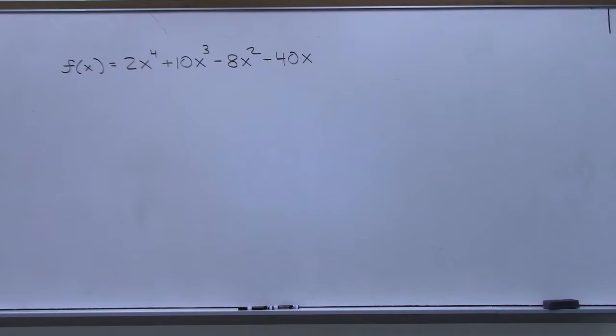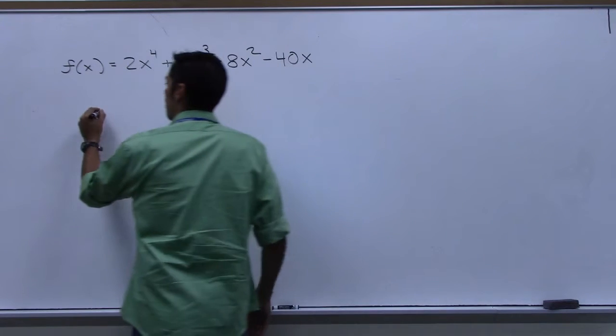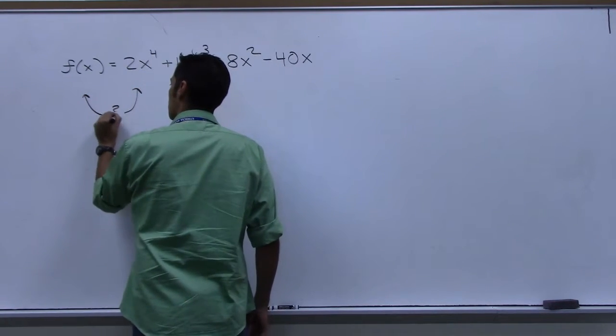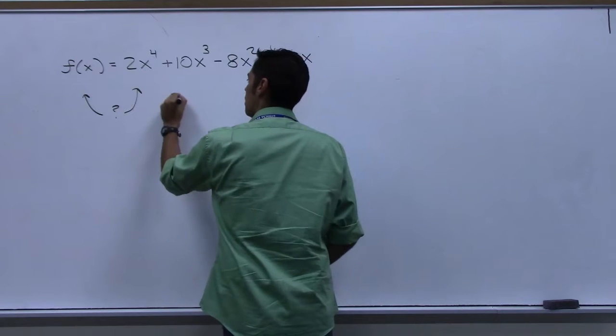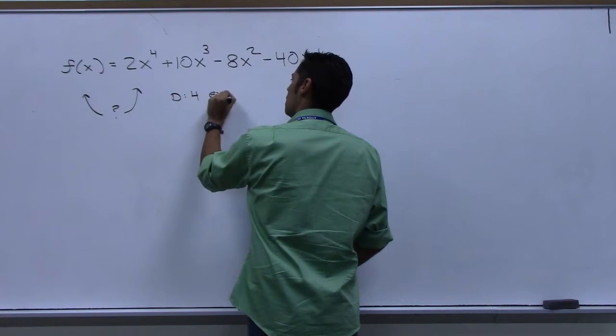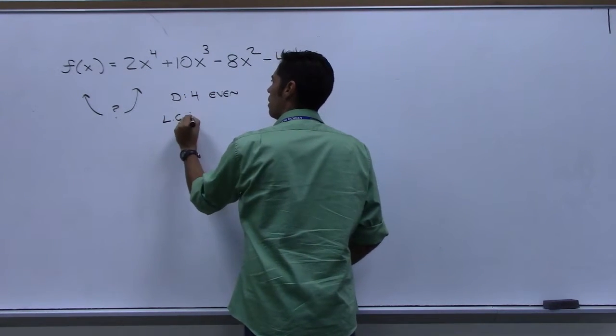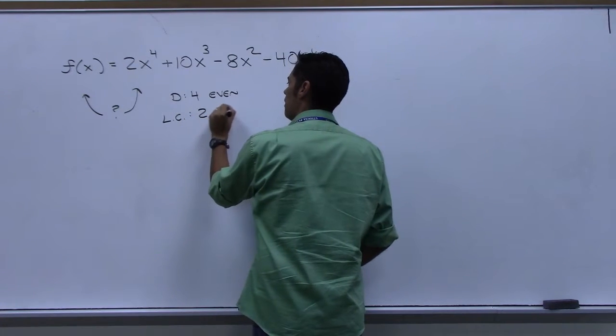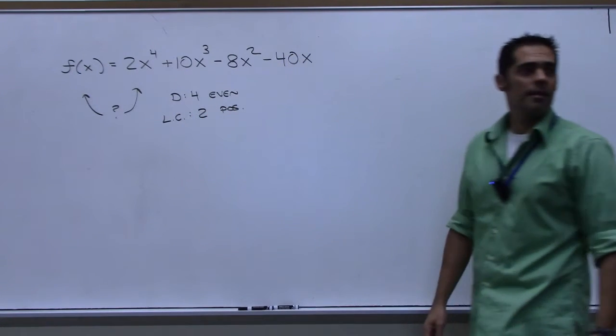And then, Giovanna, which of these is it? It opens up. Like this? Up, up? So it goes up on both sides? Because your degree is what? Even. Degree is 4, that's even. Leading coefficient is 2, which is a positive number, right? All right, so that's why that's happening.